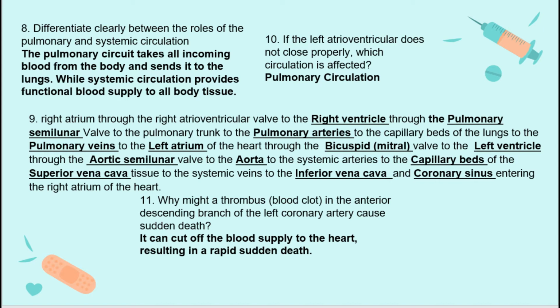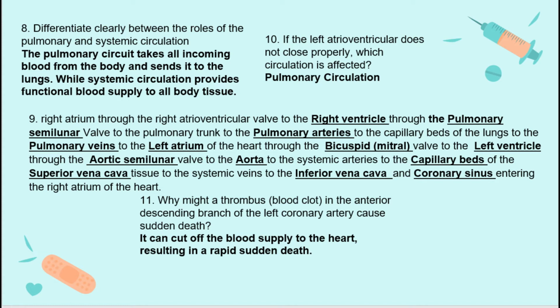So our first answer is right ventricle. Second is pulmonary semilunar. Third is pulmonary arteries. Fourth is the pulmonary veins. Fifth is the left atrium. Sixth is the bicuspid or the mitral. Seventh is the left ventricle. Eighth is the aortic semilunar. Ninth is the aorta. Tenth is the capillary beds. Eleventh is the superior vena cava. Twelfth is inferior vena cava, and the last one is the coronary sinus.